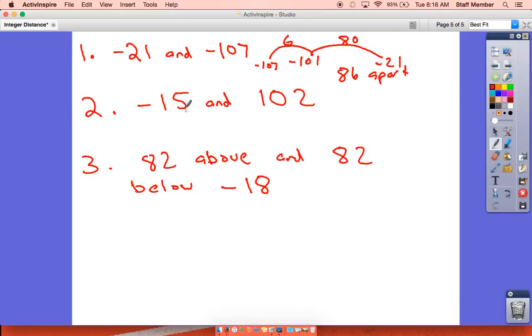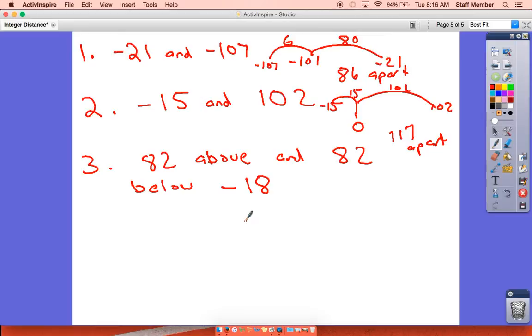Now we come to this one, and if you notice we've got negative 15 and positive 102, so that means in order to get from one to the other, it has to cross over 0. So if I have negative 15 here, and I have 102 here, that's going to be 15 to get to 0, and that's going to be 102 to get to 102. 15 plus 102 would be 117. So these are 117 apart for this one.